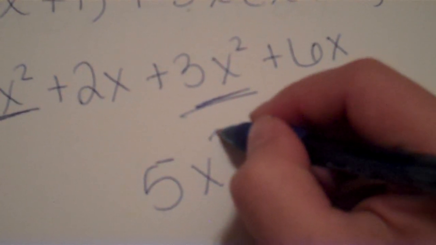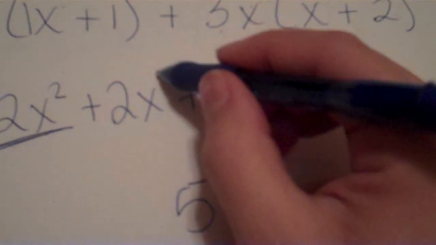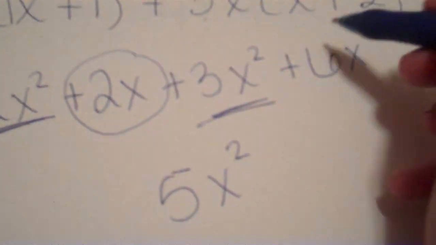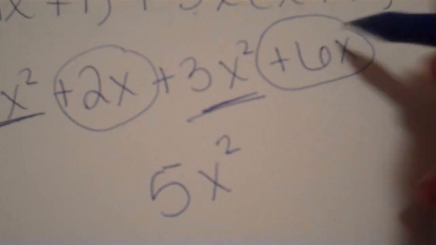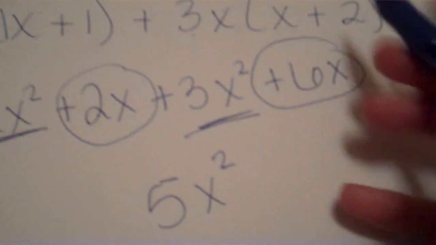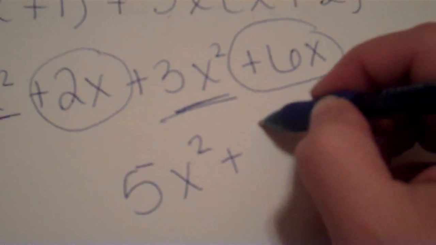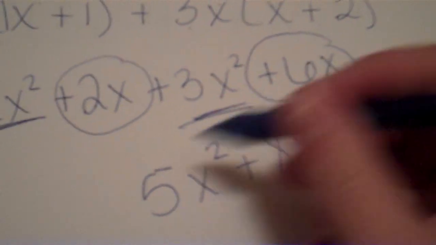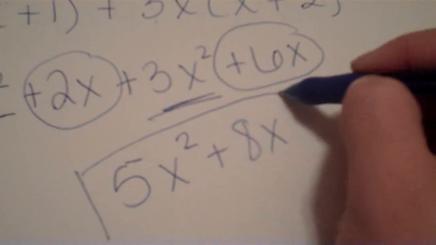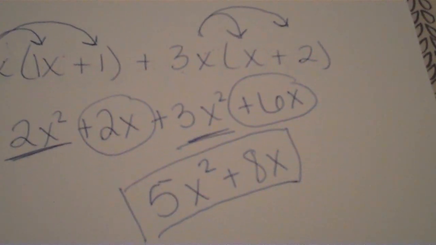So 5x squared. And then here's an x, and there's an x. So 2 plus 6 means you have 8 x's. And that's your final answer. So if you have anything you can combine, make sure you combine it at the very end.